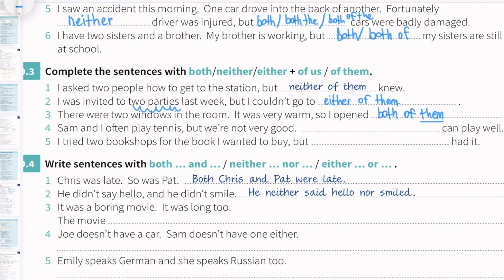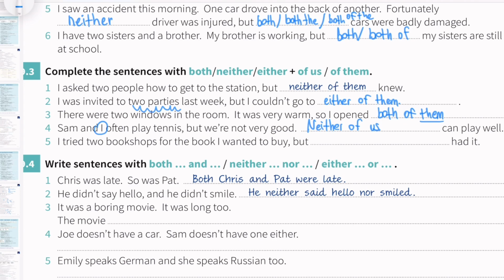Then number 4, Sam and I often play tennis, but we are not very good. Neither of us can play well. Sam and I often play tennis, but we are not very good at playing tennis. Neither of us can play well. Neither of us. Because now we're talking about us, Sam and I. So we talk about we, right? We cannot use neither of them. We have to use neither of us. Sam and I become we.